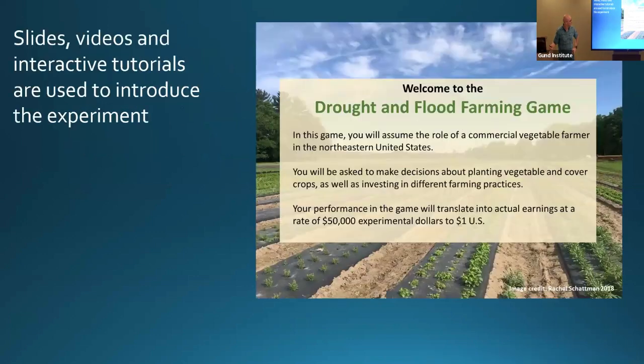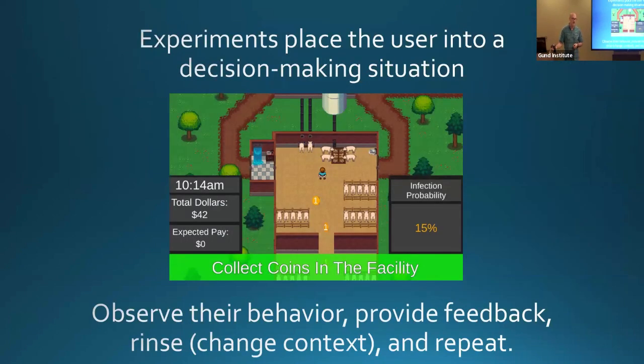But yeah. So what do these things look like? Generally speaking, we start with an introduction, some slides. We have to go through the IRB protocols. We have some interactive tutorials probably, and then we jump into placing people into some sort of context. That context can change depending on whatever system you're actually interested in looking at.